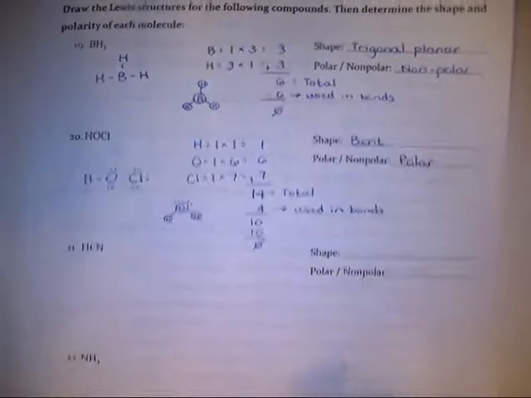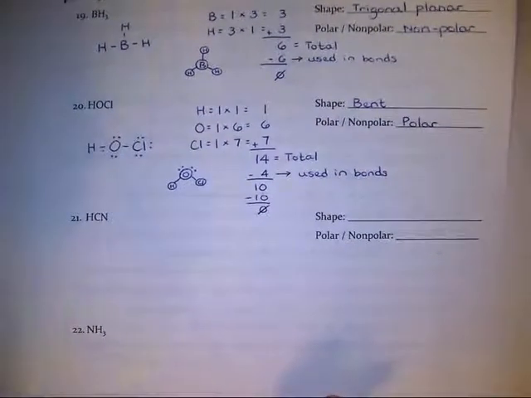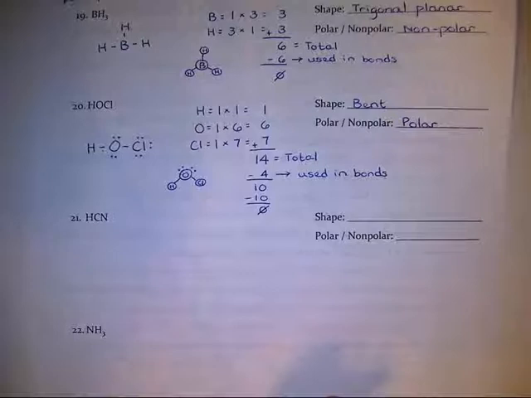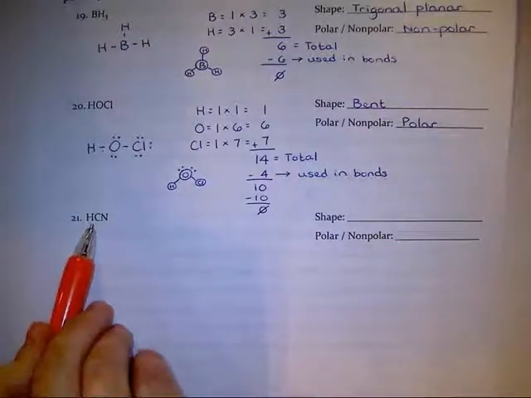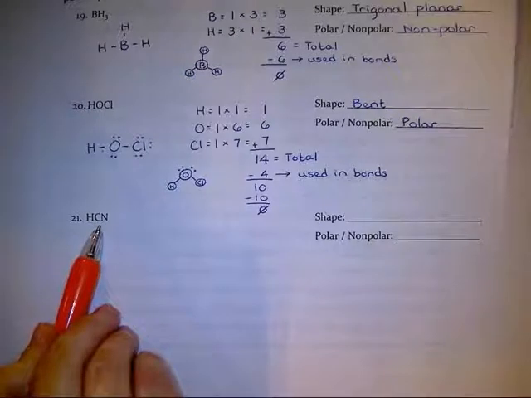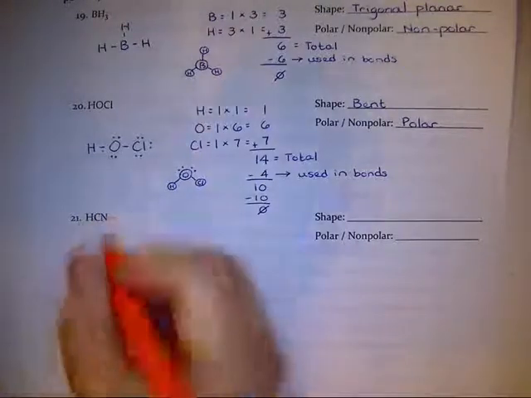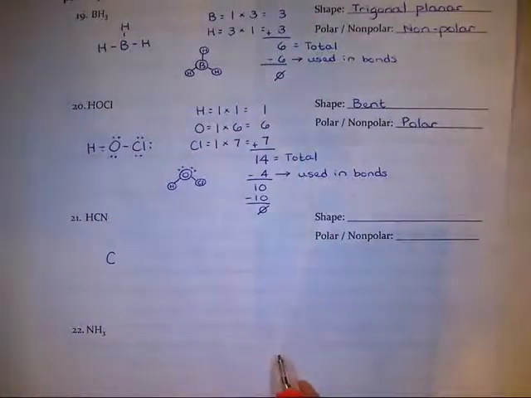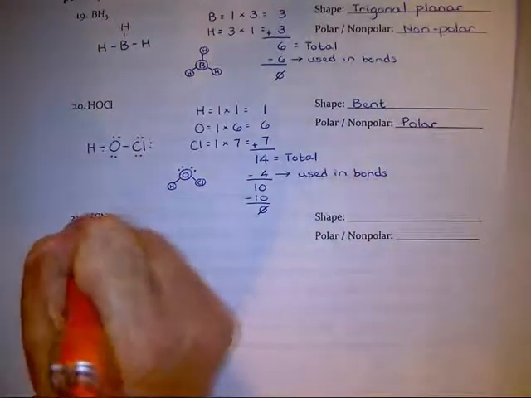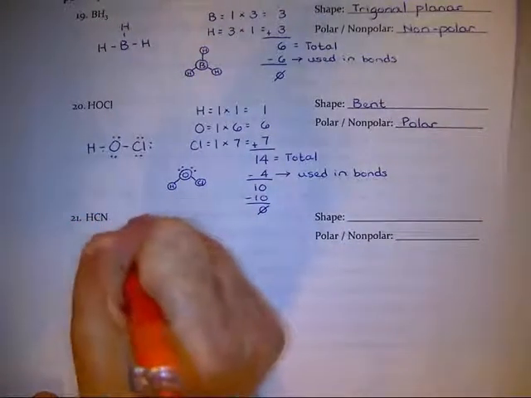Alright, number 21, HCN. First of all, decide what goes in the center. H is never going to be in the center, so it's going to be between C or N. Now to decide which one goes in the middle, it basically is whichever one is farther away from fluorine. Okay? And carbon is farther away from fluorine on the periodic table than nitrogen. So C is the central atom. H is going to be on one side. N is going to be on the other side.